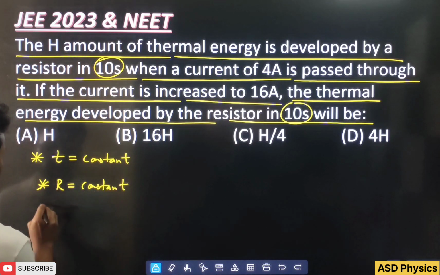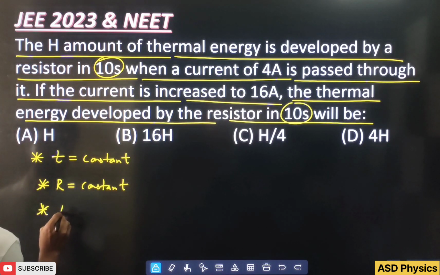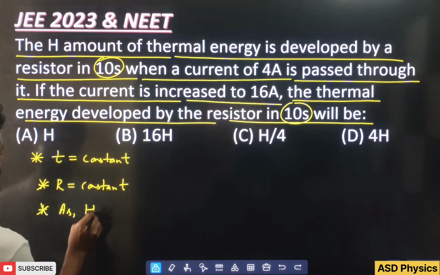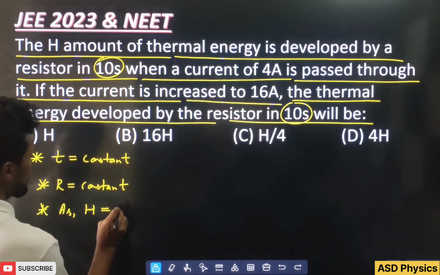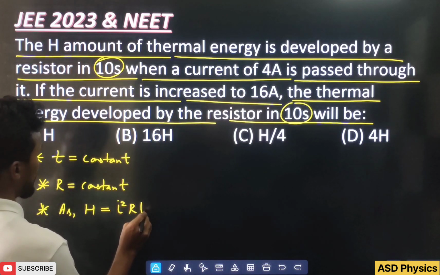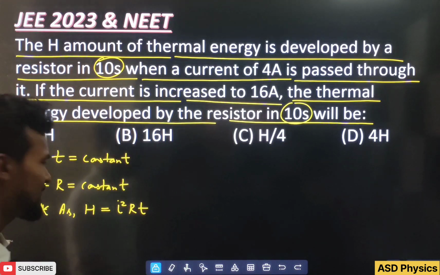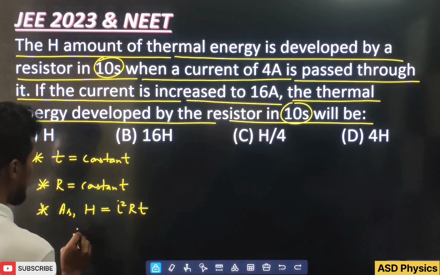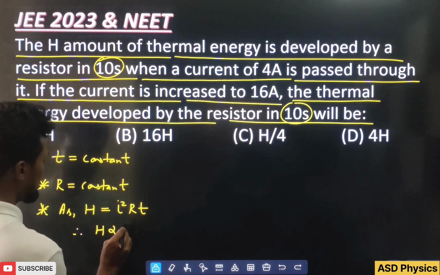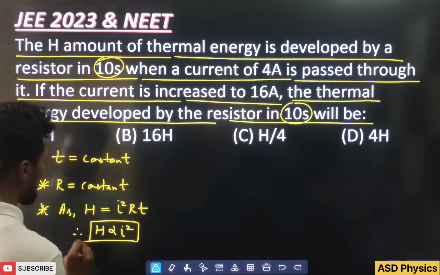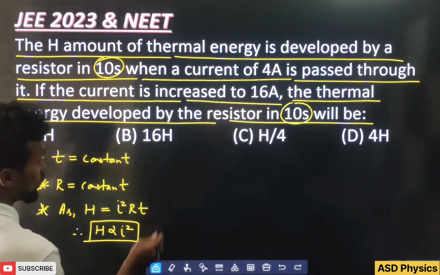Okay. Now the next one, we have to use the formula, Joule's law of heating, H equal to I square R T. So R is constant, T is constant anyhow. That means what we can write here: hence H is directly proportional to I square. H is directly proportional to I square.